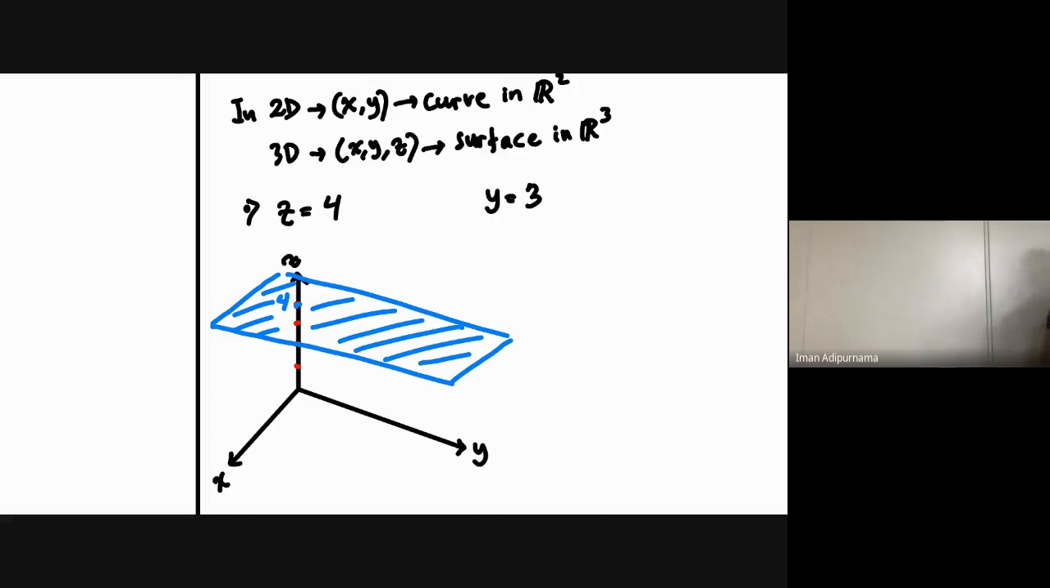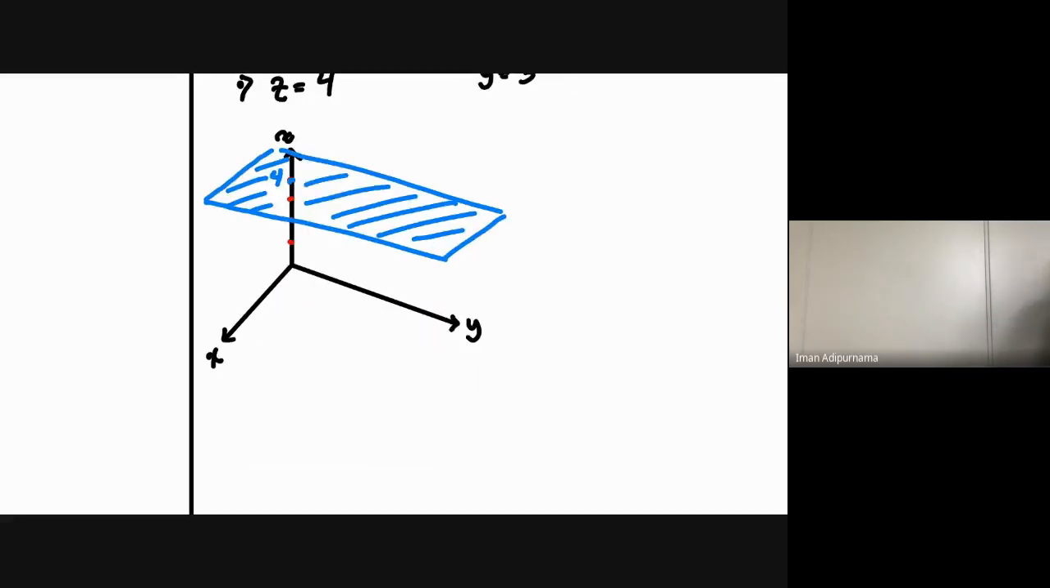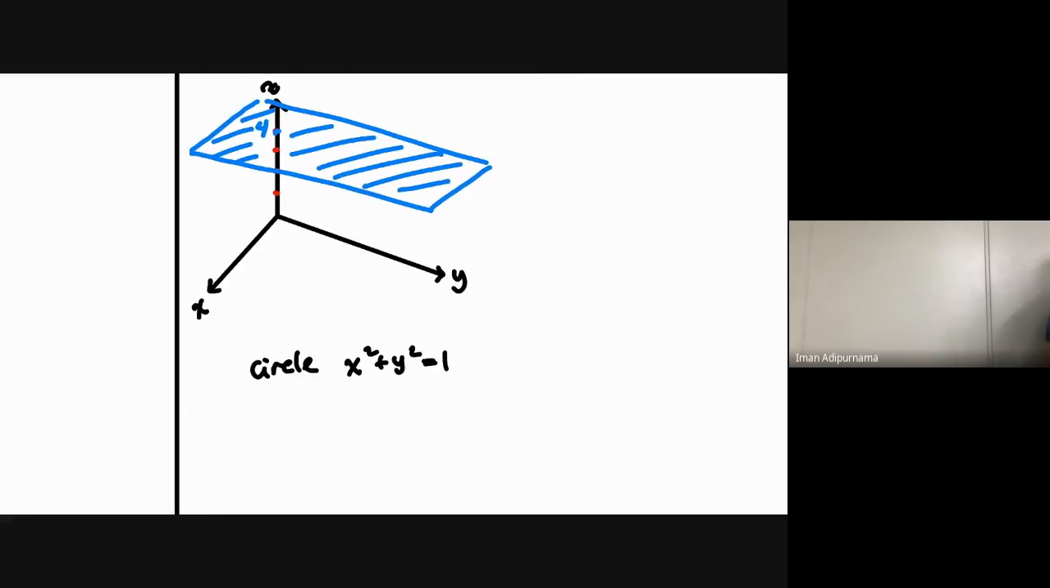Now that's a single point, right? A single point in 3 dimensions. Now if you have, let's say, a circle, x squared plus y squared equal 1, and z equal 3.